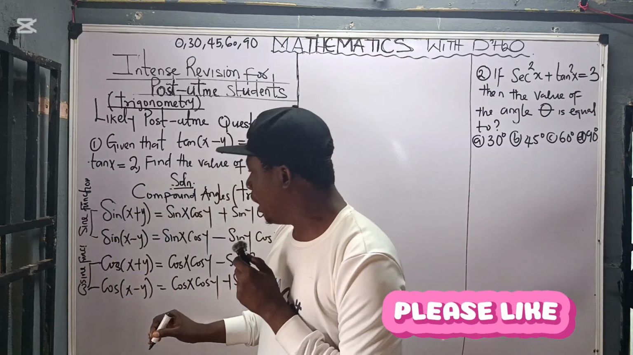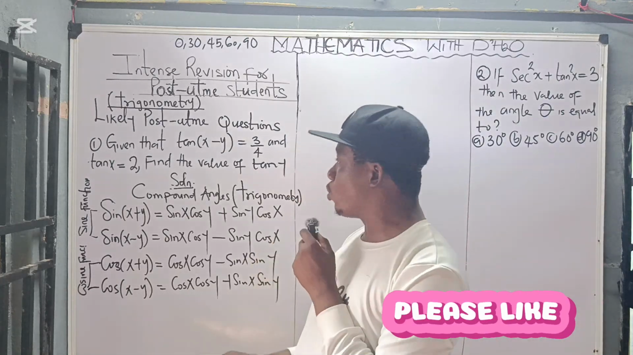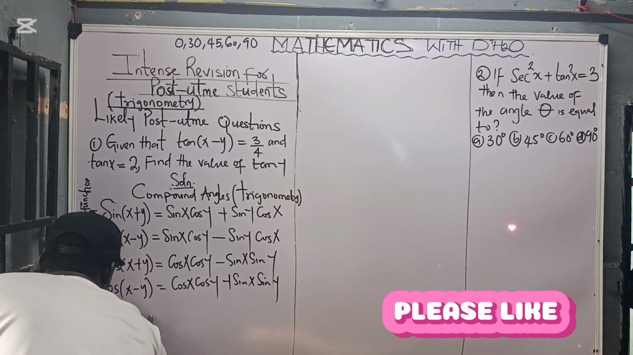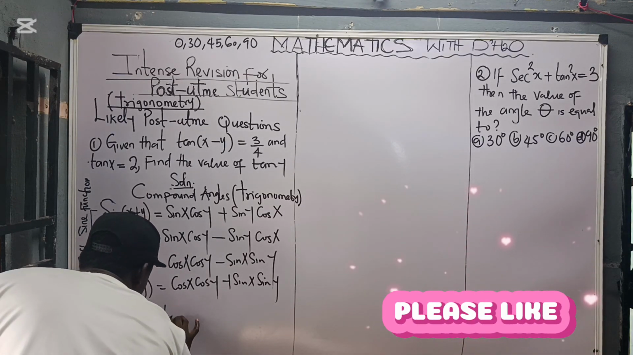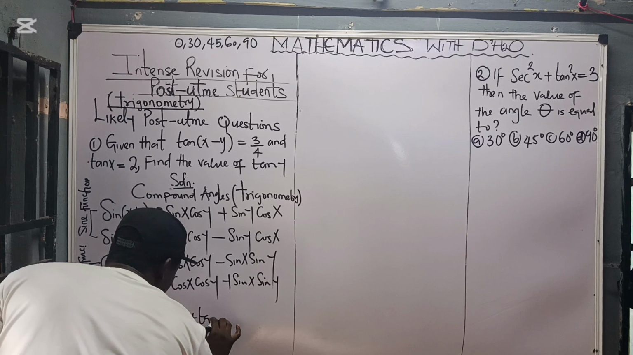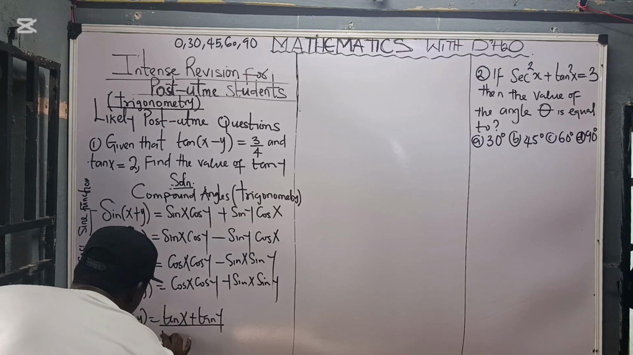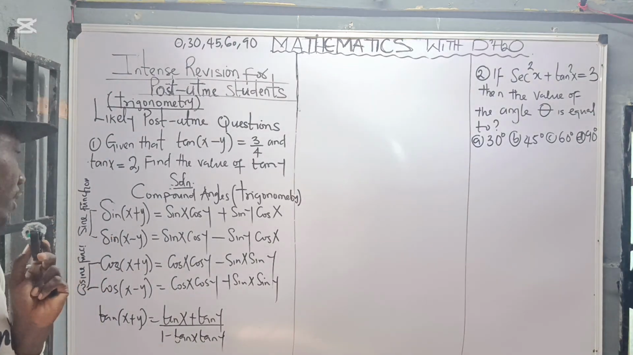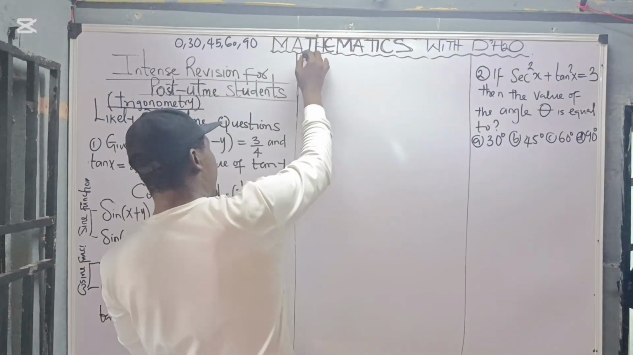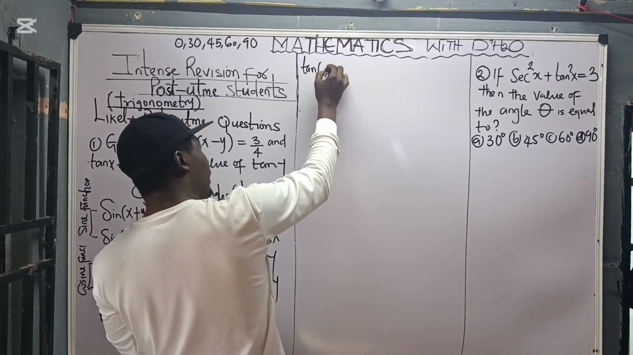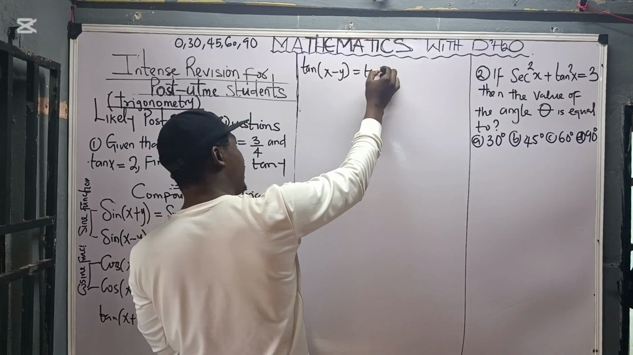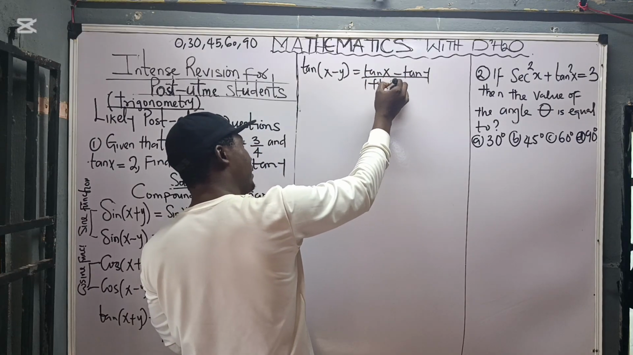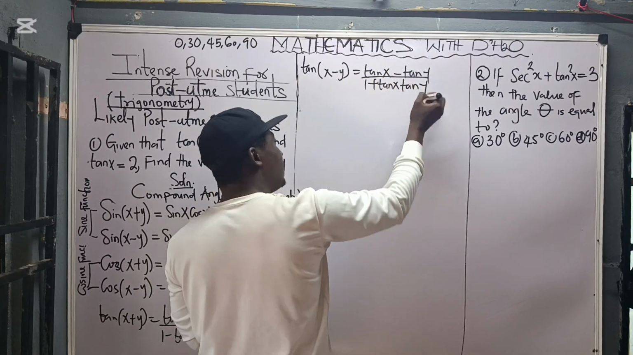That's for cos. So the last one is tan, which is where this question is coming from. So if I have tan x plus y, it will give me tan x plus tan y, watch carefully, all over 1 minus tan x tan y. That's what it will give us. So if I have tan x minus y, it will give me tan x minus tan y all over 1 plus tan x tan y.